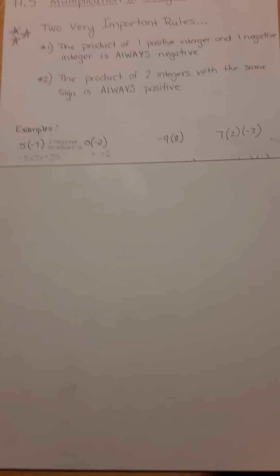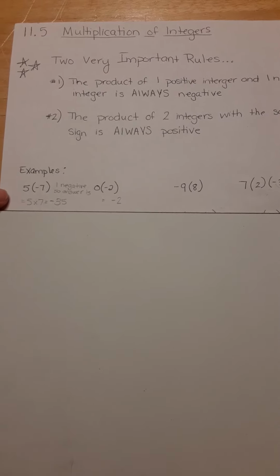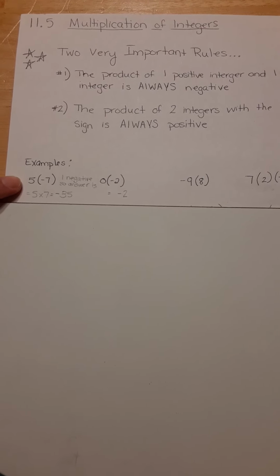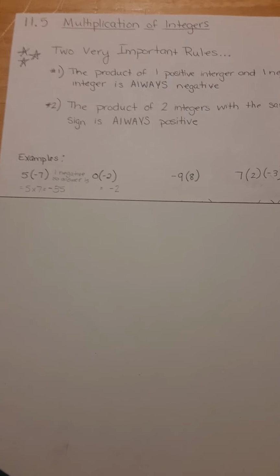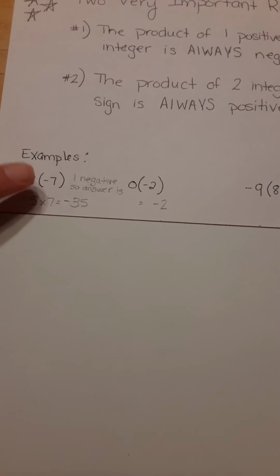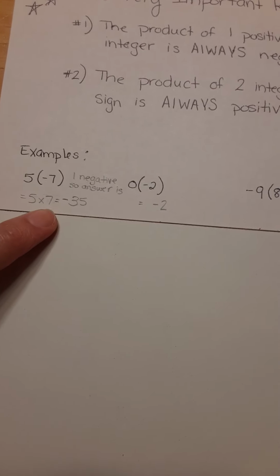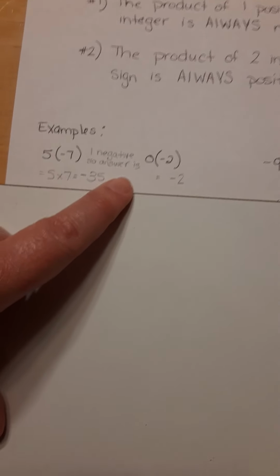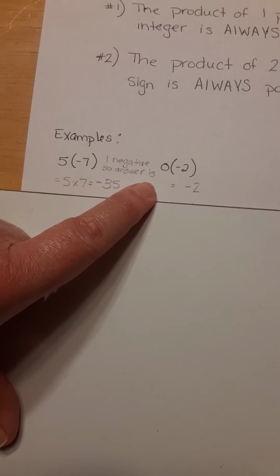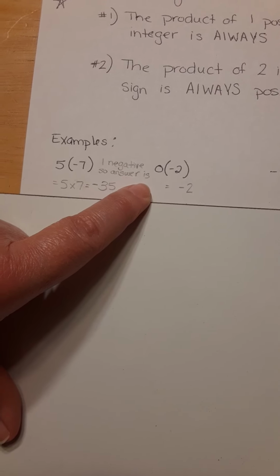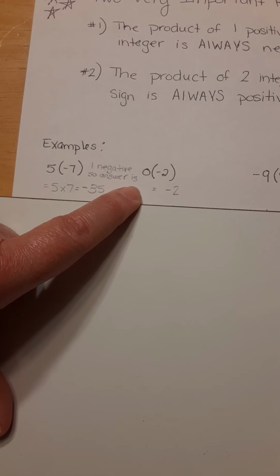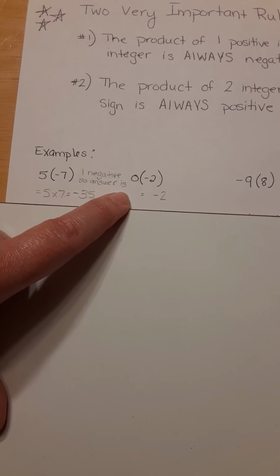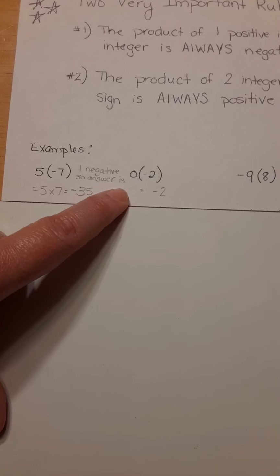So let's take a look at our examples here, okay? I've got two of them done here for you. First thing for this example, it's 5 times a negative 7. Check out, how many negative signs are there? We've got one negative sign and one positive. So I'm going to simply go 5 times 7, which I know is 35. And because there's one negative sign, my answer is negative 35. Over here, guess what? I did my math totally wrong. 0 times negative 2 is always going to be 0. And remember, 0 can be neither positive nor negative.